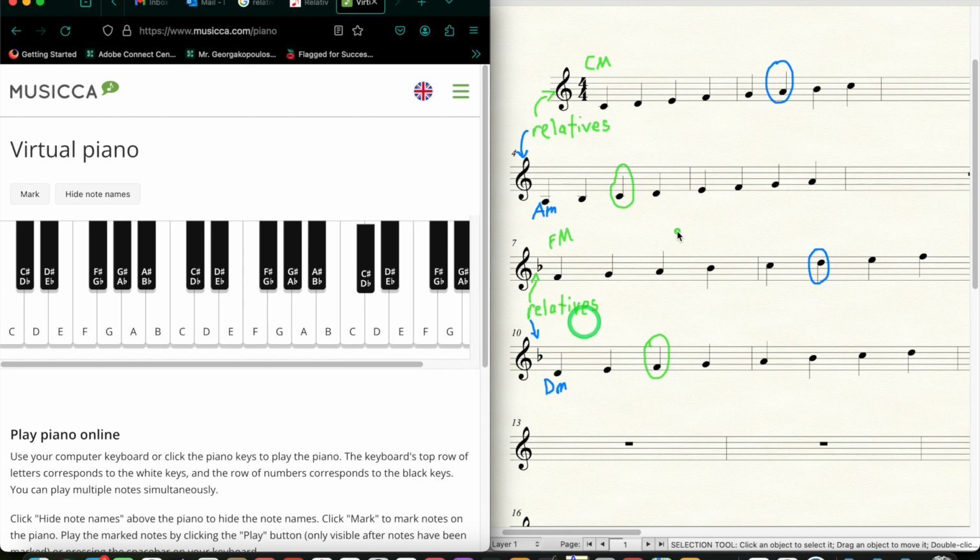And again, if you were given a piece written in F major, in order to find the relative minor, you look at the 6th scale degree. If you're given a piece written in D minor, to find the relative major, you look at the 3rd scale degree. And that's how you find the relative partner when you're given a scale.